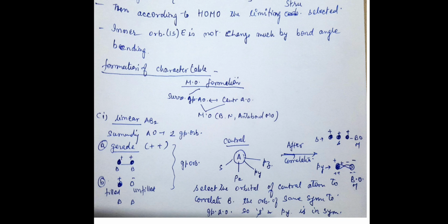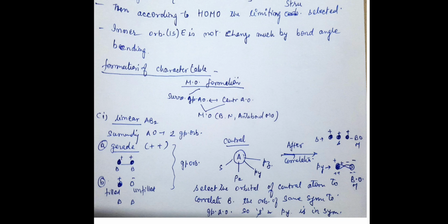Select the orbital of the central atom to correlate with B: the orbital of the same symmetry as the group atomic orbital, so S and Py are in symmetry. We select from the four atomic orbitals of the central atom, S, Px, Py, Pz, only two atomic orbitals which are in the symmetry of the group orbital of B. If they are in the symmetry, then they overlap. Otherwise, they do not overlap. So these are the only two combinations in the same symmetry.